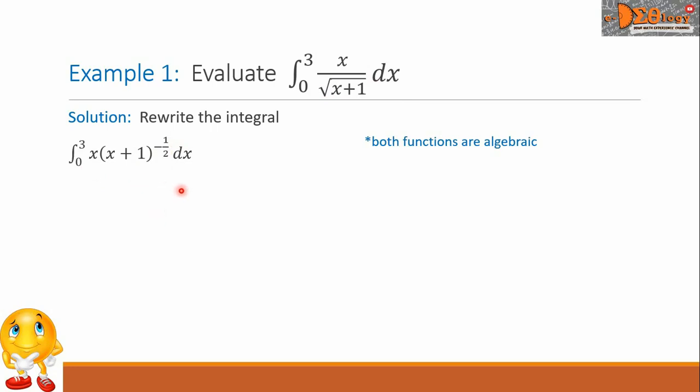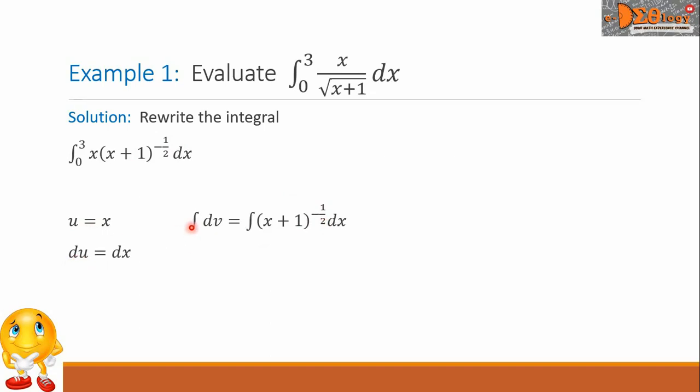Now let us choose u. In choosing u, let us select the one which is easier to differentiate. So we let u be the function x, and dv is equal to the quantity x plus 1 raised to negative 1 over 2 dx. So du is equal to dx. Then we take the integral of the dv.